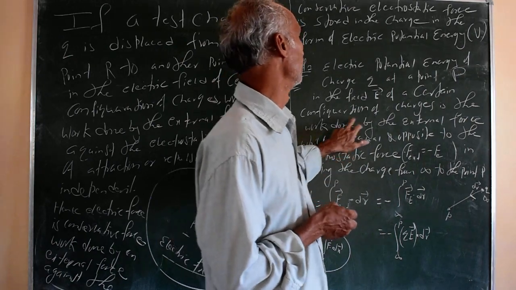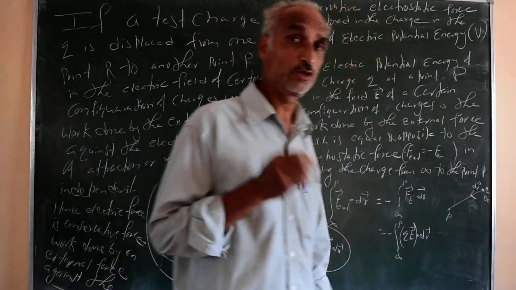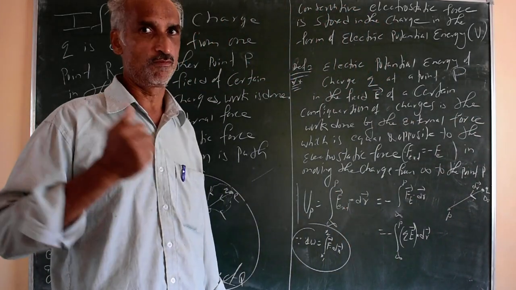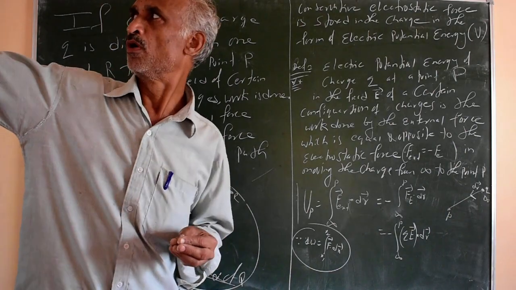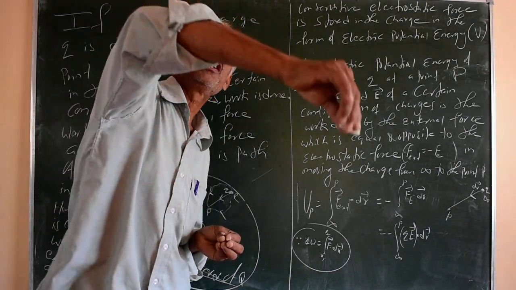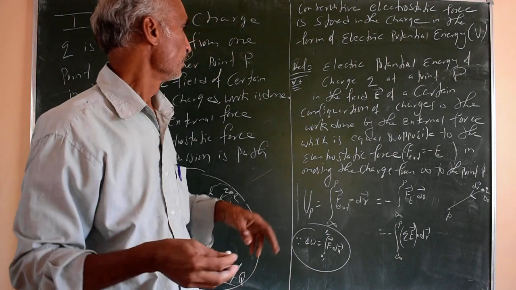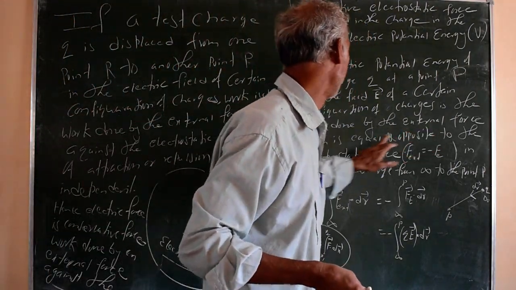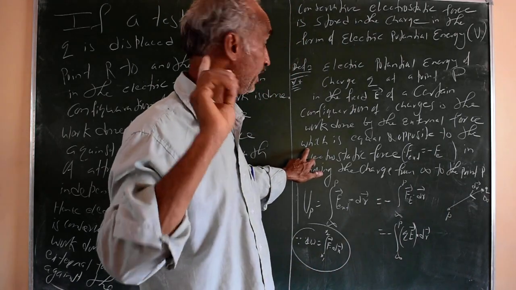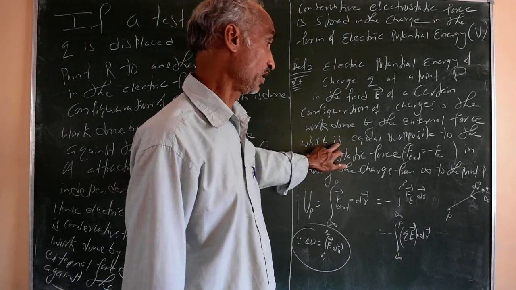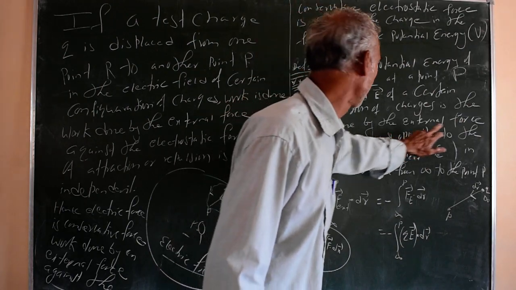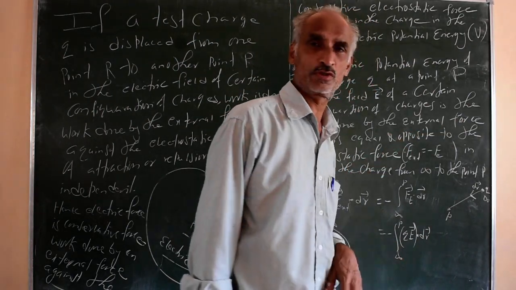The electric potential energy of a test charge Q at a point P in the field E bar of a certain configuration of charges is the work done by the external force. Actually, work is done by which force? External force. To bring the charge and place it at the point P, I have to apply an external force, which is equal and opposite to the electrostatic force.